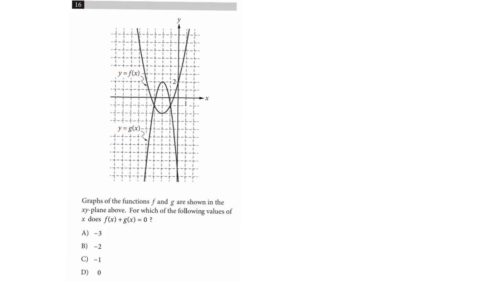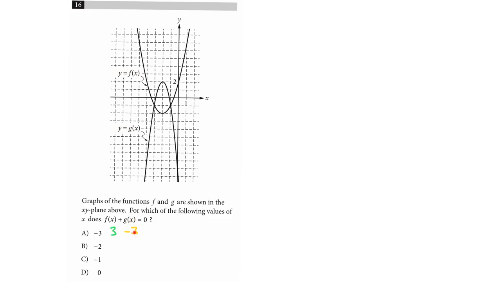So in other words, which of the following values of x are such that the y value of this function plus the y value of this function equals 0? Well, that would only happen if the y value here was the opposite sign version of the y value here. So for example, if the y value of f of x was 3, well, the only way that 3 plus g of x equals 0 is if g of x was a negative 3, right? So in other words, they want to know which values of x are such that the y value here is the opposite sign version of the y value here.